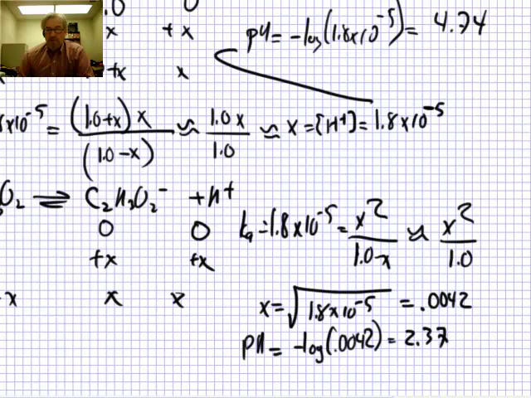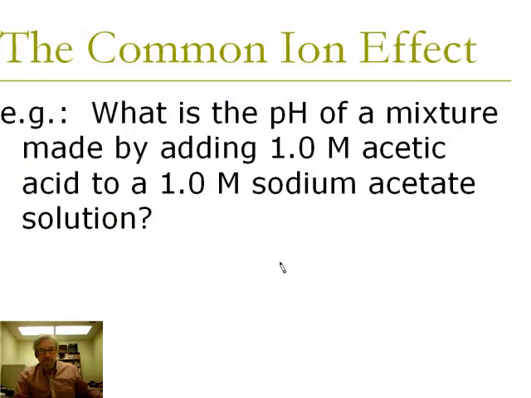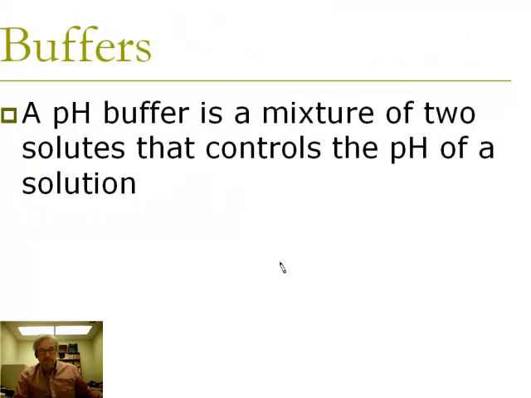Without the common ion in there, the pH is 2.37. With the common ion, the pH is 4.74. So the effect of the common ion is that it keeps the pH from dropping down as low as it normally would. The common ion effect suppresses the ability of this acid to produce H+ in solution. Well, in buffers, we take advantage of the common ion effect to accomplish a certain thing.